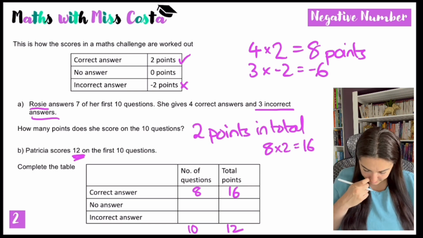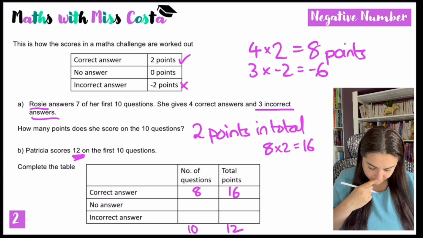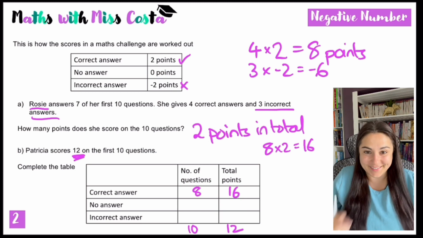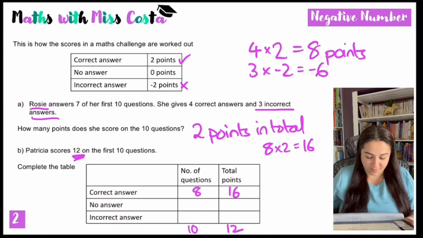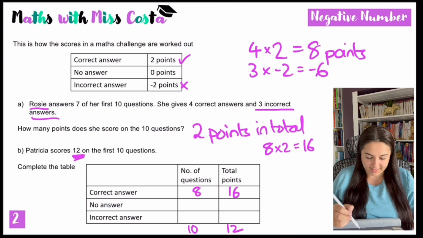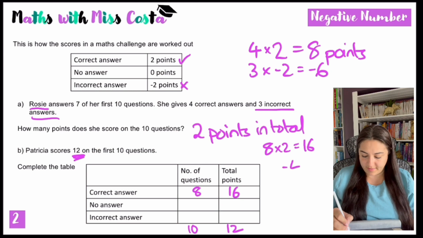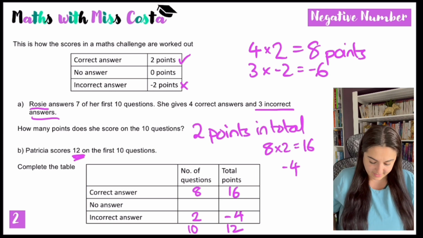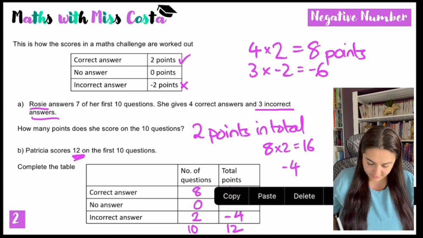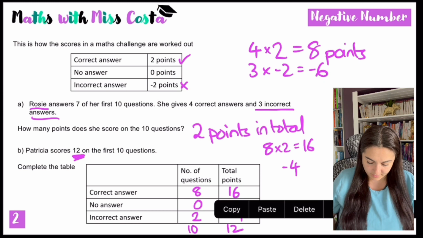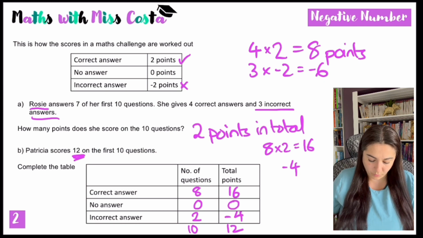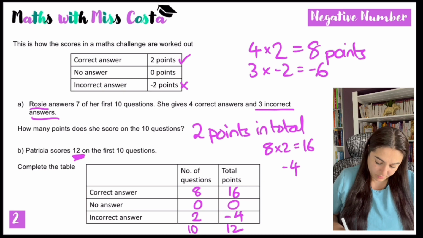And if she scored 16, we need to think about how she could have worked with the remaining questions to get to 12. So we need to get to 12. How can we get there? By subtracting 4. So perhaps she answered 2 questions incorrectly, which would give us -4 points. And that would mean that obviously there's no questions that she didn't answer, unlike Rosie. So that's one way that we could complete that table.